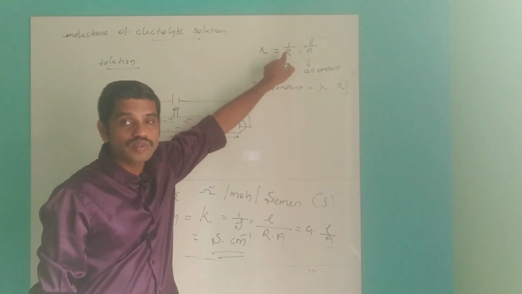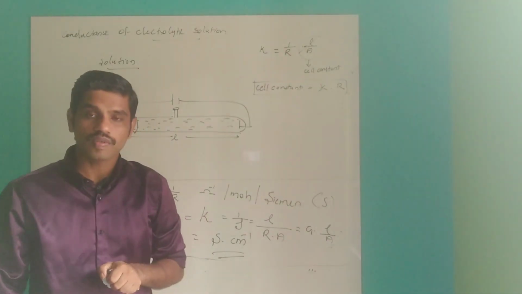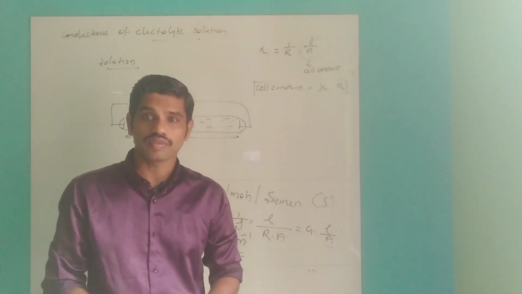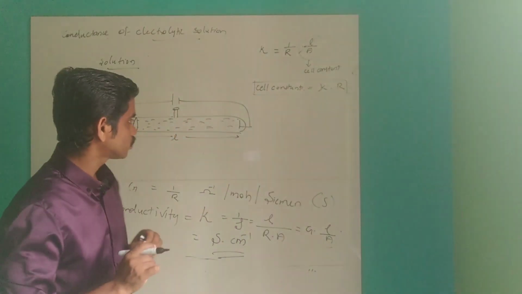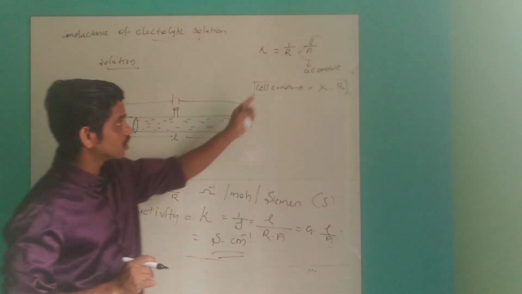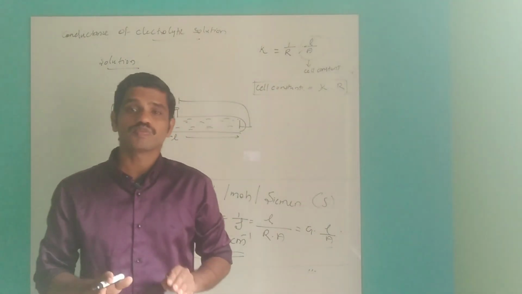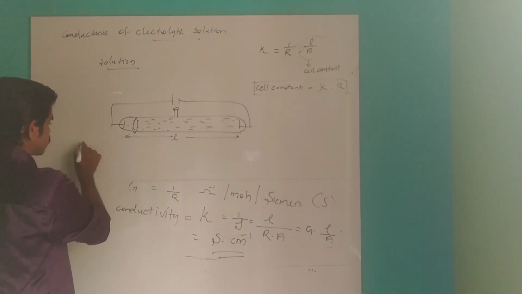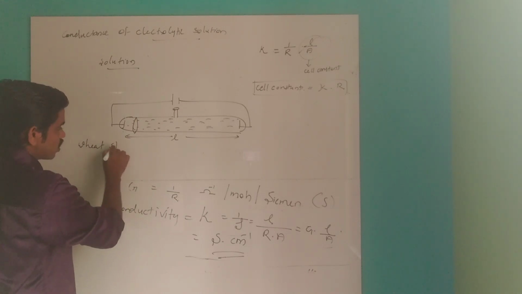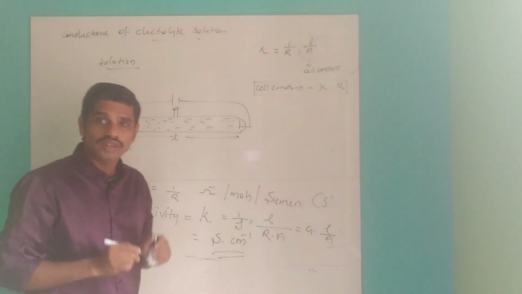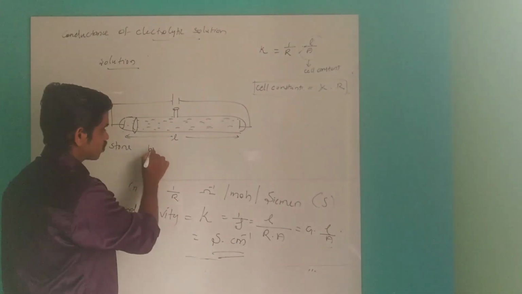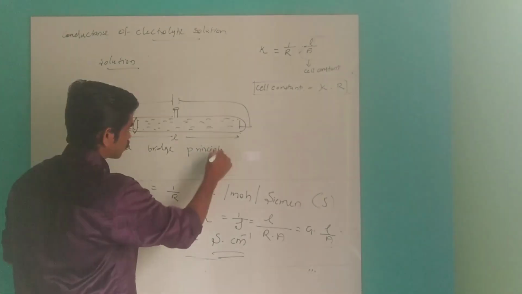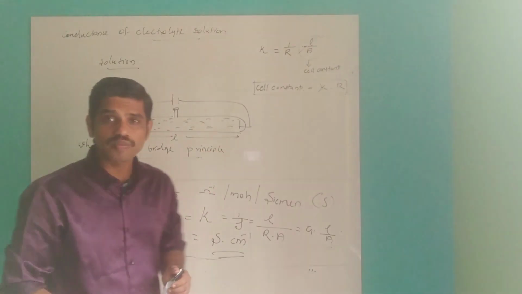Then how will you find the resistance of the material? If you know the resistance, take the inverse, that will become conductance. So how will you measure the resistance? The resistance is measured by the Wheatstone bridge principle. I think you studied it in physics. So what is the Wheatstone bridge principle?